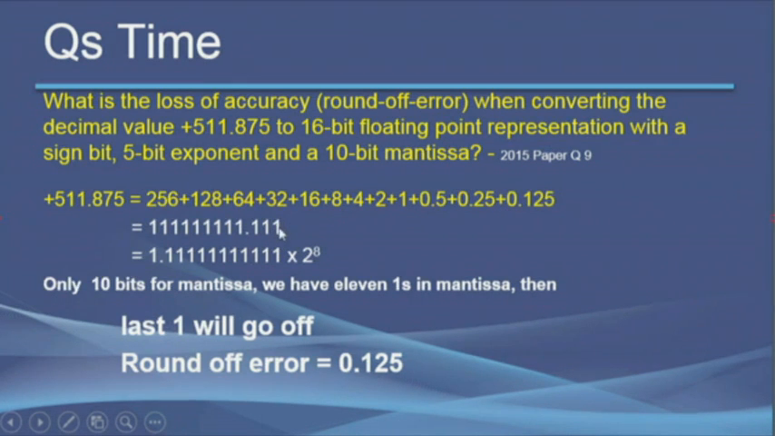So which means we neglect this 0.125. Okay, now you can see we neglect this one, which means we neglect 0.125. So the normal procedure is you have to convert back and see what is the difference, but by this way you can simply see what we are neglecting and come up with the round off error easily. So that will be the end of round off error.